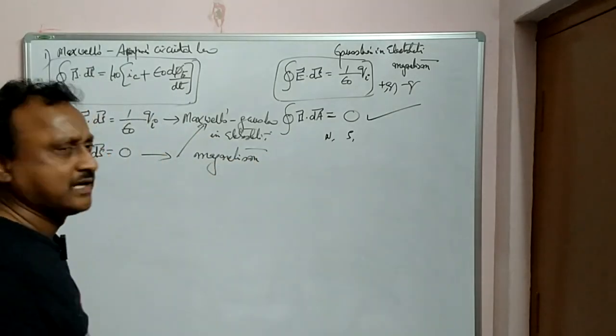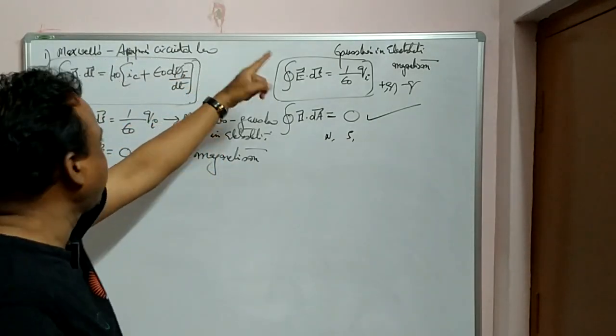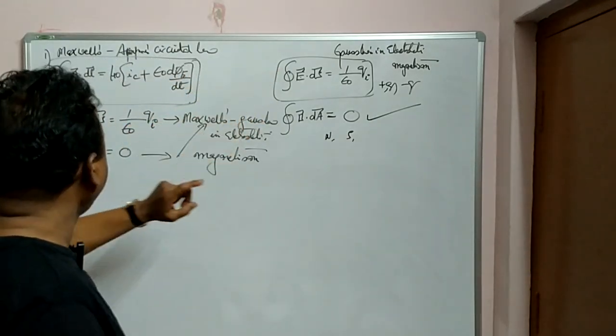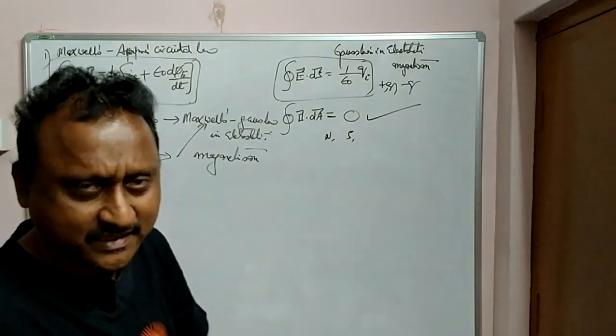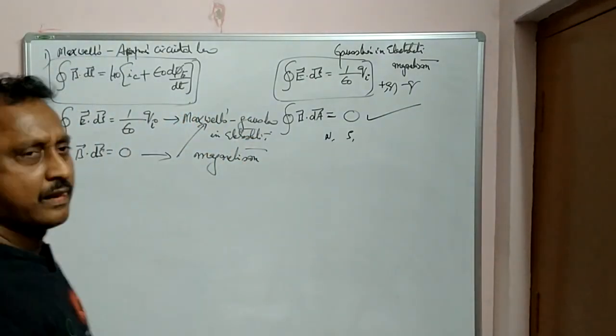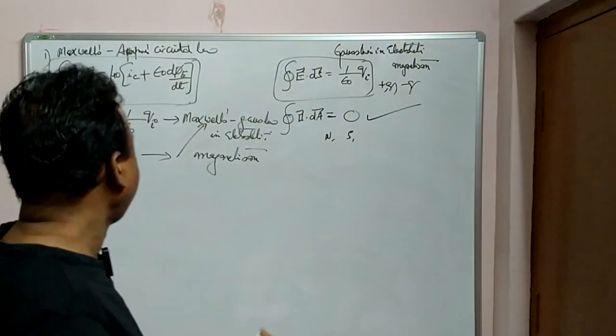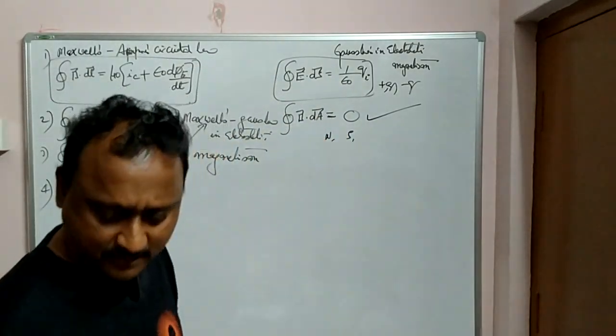Maxwell's Gauss laws in magnetism. So the first equation, Ampere's circuit law, has changed. Gauss law has changed, and Gauss law in magnetism has changed. The last equation, the fourth one, he has also changed. That is Faraday's law. I'll write it here.